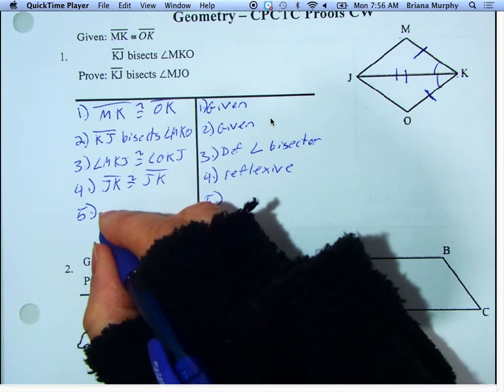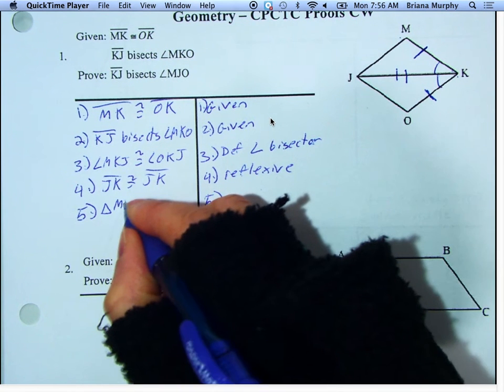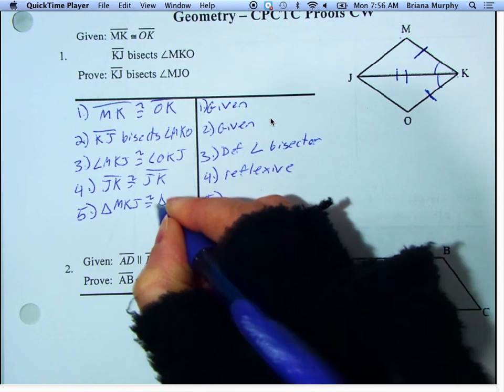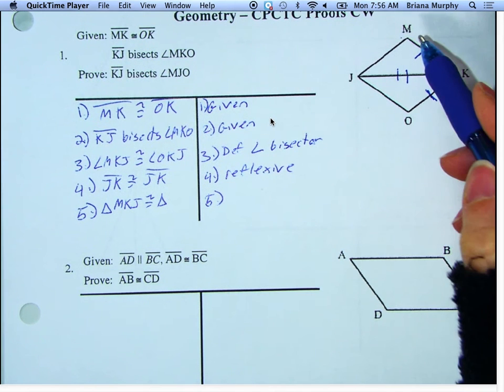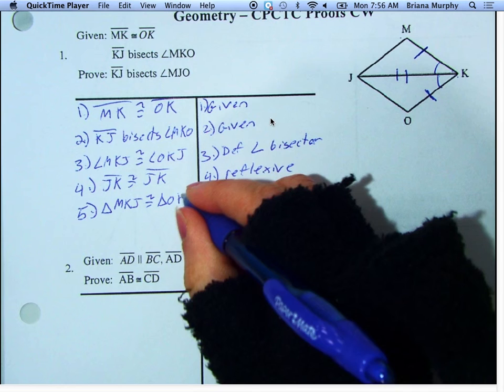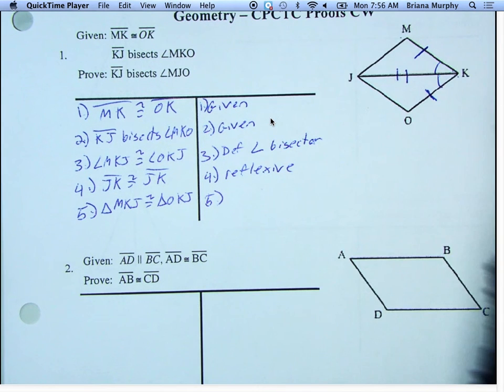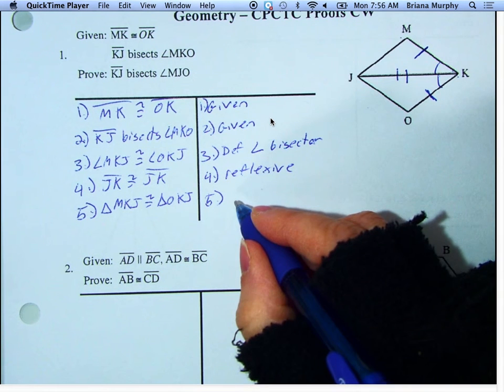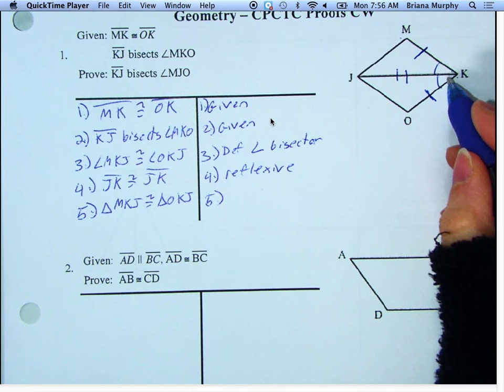Okay, so let's say triangle MKJ is congruent to what? Make sure that congruency statement is right. What goes with M? O. O, then? K, and then finally? And it's congruent by what? Side, angle, side.